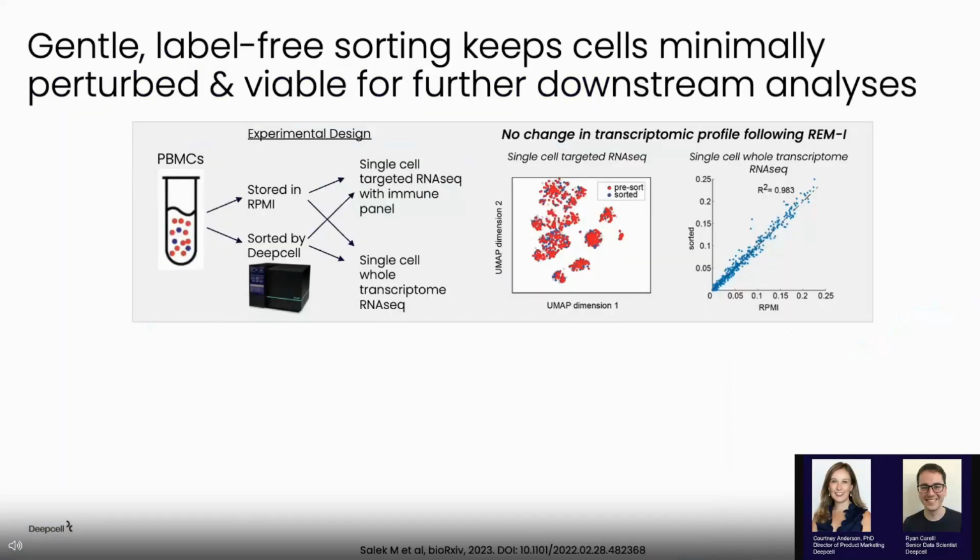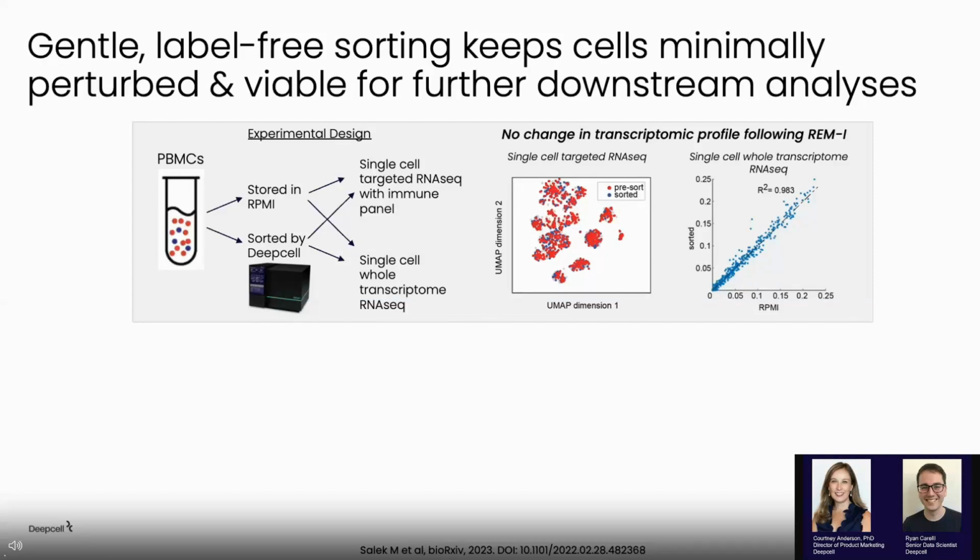Because the sorting process is gentle and label-free, that also means that the cells are minimally perturbed and still viable at the end. This then makes them ideal to use in downstream analyses. Therefore, we assess the effect of the REM I sorting on single-cell RNA sequencing.